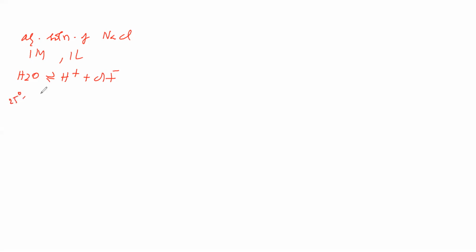At 25 degrees Celsius, H plus concentration is 10 power minus 7 molar. OH minus concentration is 10 power minus 7 molar. Therefore, pH is equal to minus log of H plus concentration. If you substitute, you will get pH is 7. Therefore, this is neutral. Why is it neutral? Because the concentration of H plus is equal to the concentration of OH minus in this solution.